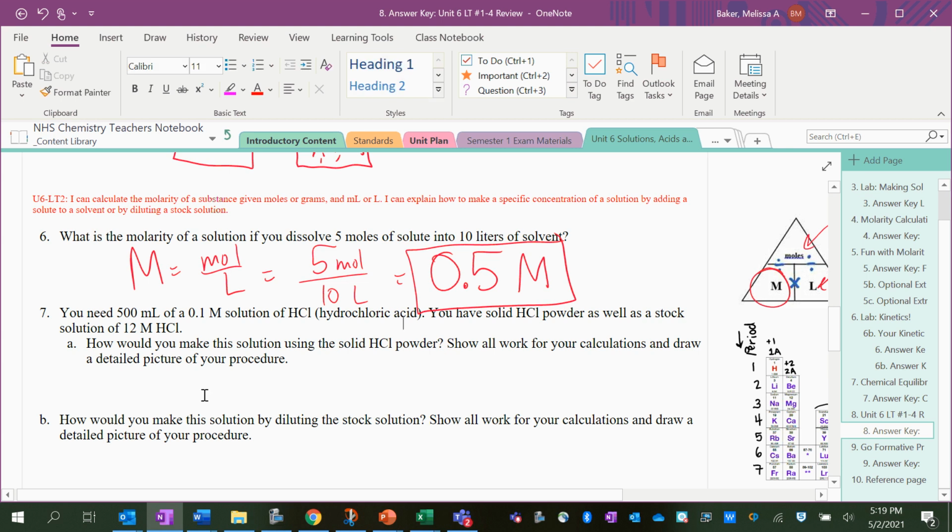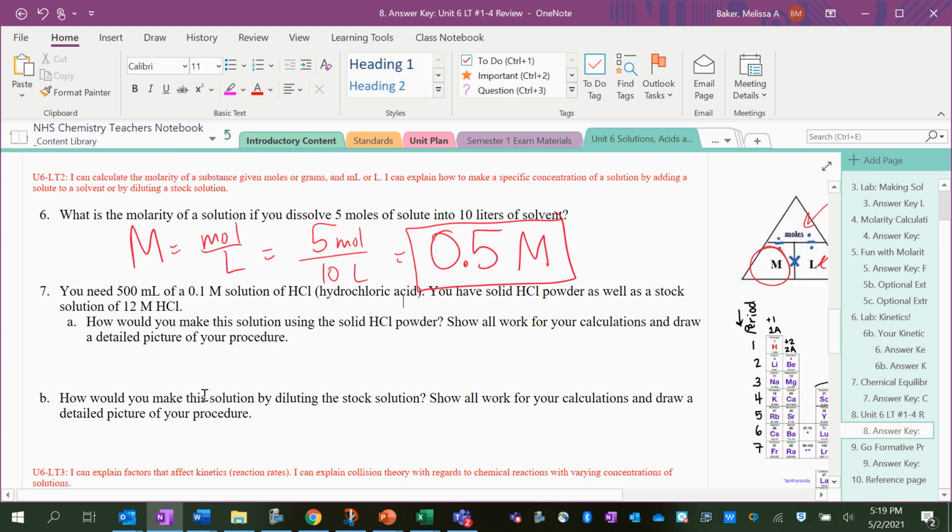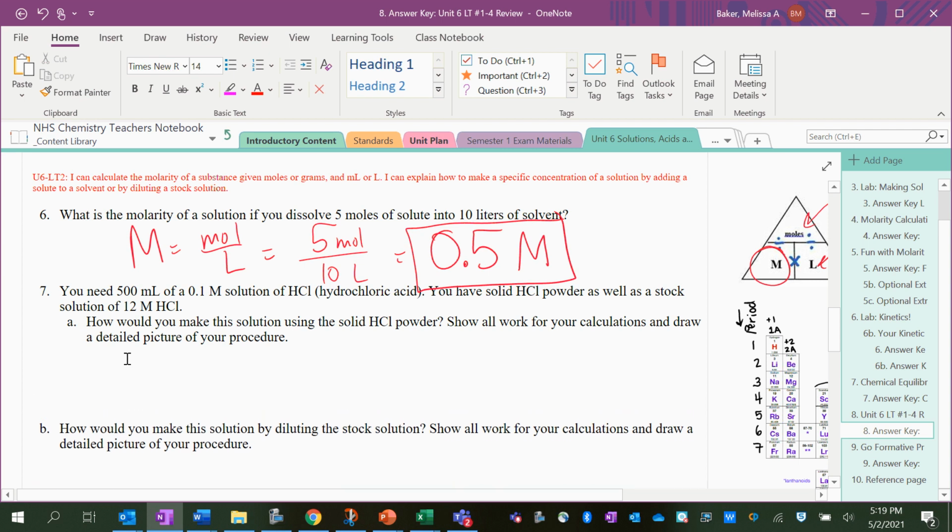Next, it says you need 500 milliliters of a 0.1 molar solution of hydrochloric acid. You have solid HCl powder as well as a stock solution of 12 molar HCl. How would you make this solution using the solid HCl powder? Well, first, I would calculate how many moles of HCl I need so that I convert that into grams. So I'm going to take 0.5 liters, that's how much I want to make, and I want to make 0.1 moles per liter. So that means I need 0.05 moles of HCl.